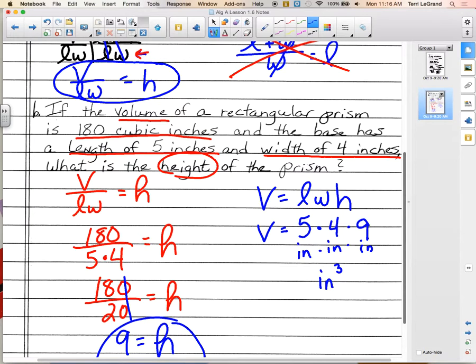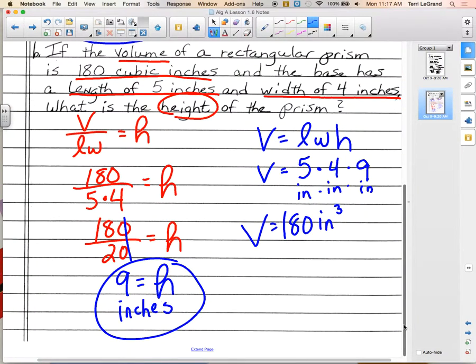And 5 times 4 is 20, and 20 times 9 is 180. I'm feeling pretty good about that because that's what they said the volume was, didn't they? Okay. We have to know how to label these properly. You can multiply with numbers all you want, but if you don't really understand what that number should be labeled or what it represents, then we're not where we need to be. Okay? So, anybody have questions about this last problem before we call it amen? Okay.